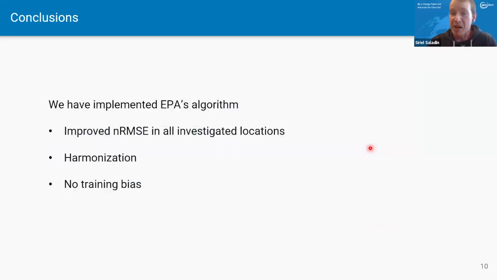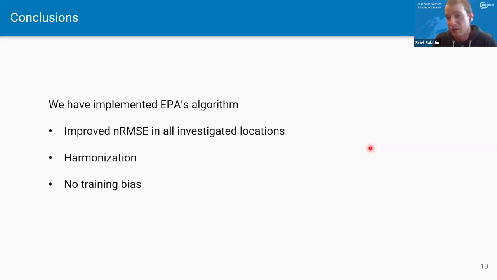So what does it mean? It means that we, in the team of AirGradient, decided to implement the algorithm from EPA for 3 reasons. First, in all investigated locations, 9 out of 9, we have observed improved accuracy when correcting data.